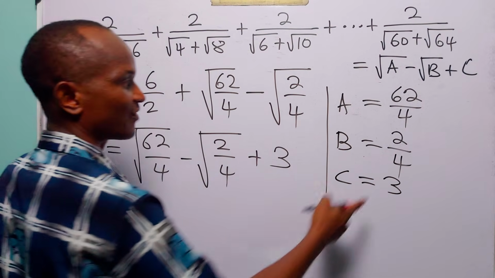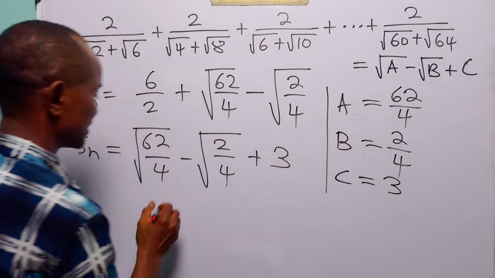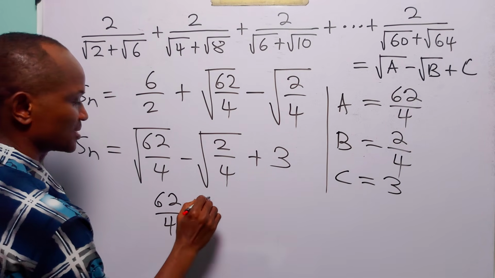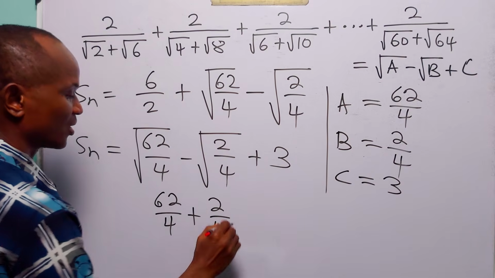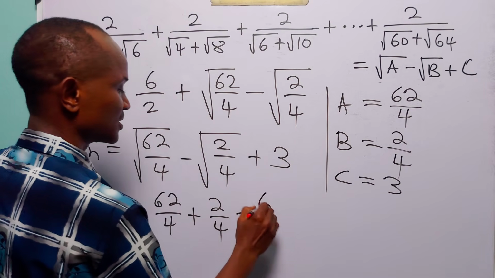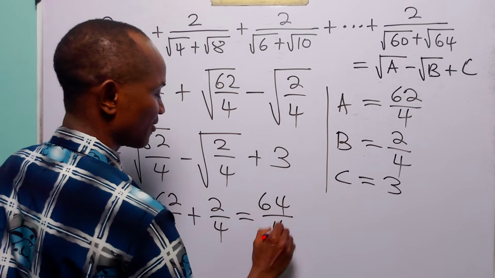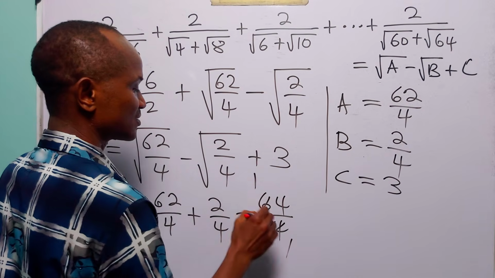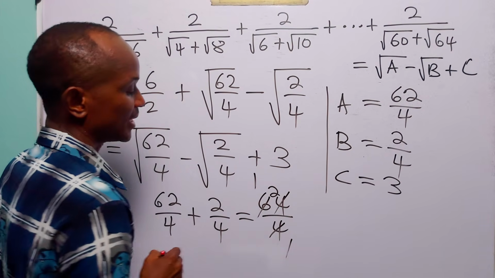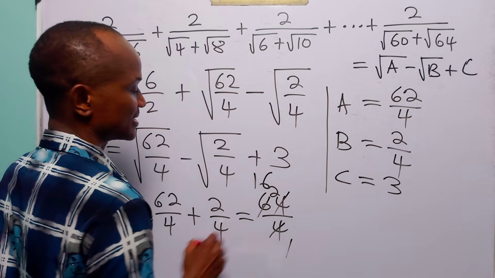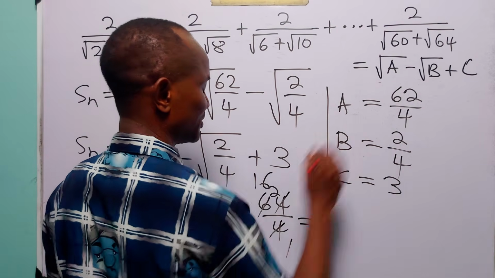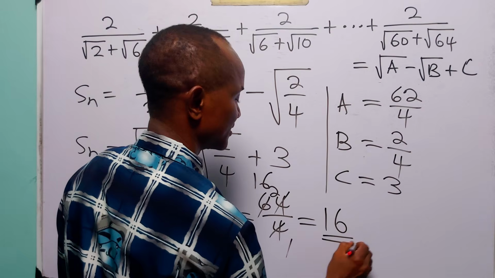Now finally we can find A plus B. That is 62 over 4 plus 2 over 4. This is equal to 64 over 4. Now 4 into 6 is 1. Remainder 2. 4 into 24 is 6. So we have that the sum of A and B is 16.